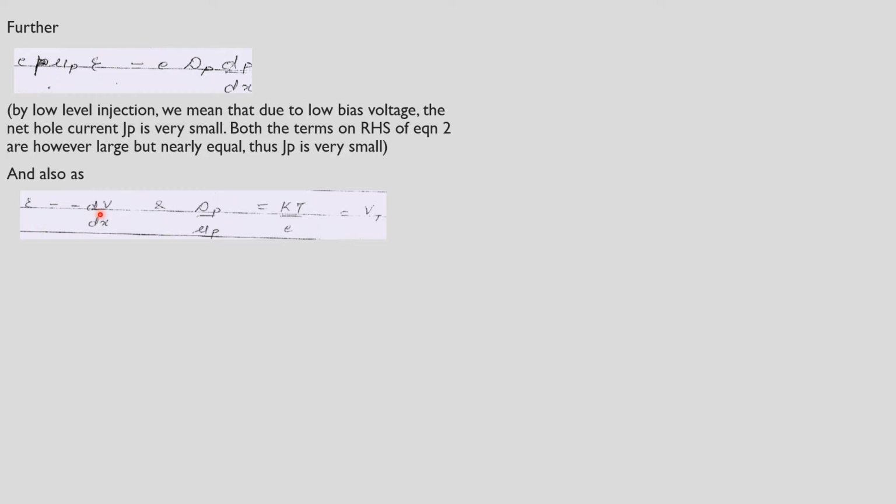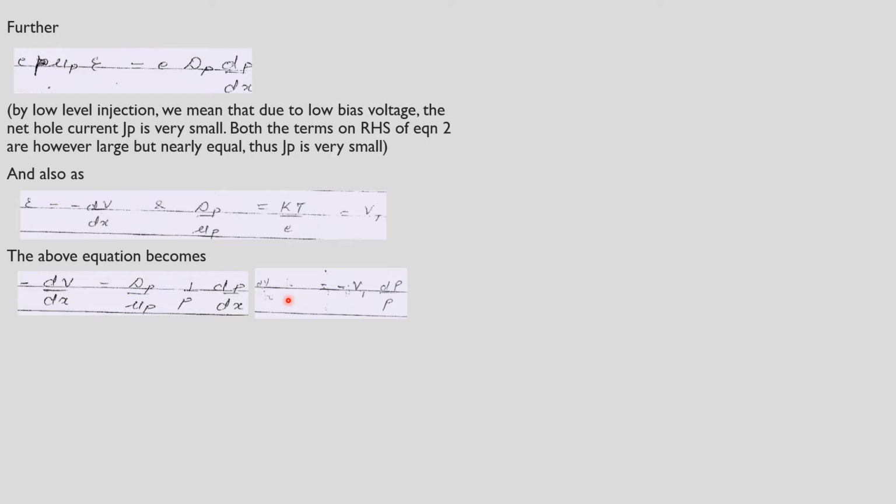And also, as E is equal to minus dV by dx and Dp by mu p is equal to kT by e, this is equal to the volt equivalent temperature VT. Substituting all this in the above equation, we get minus dV by dx is equal to Dp by mu p into 1 by p into dp by dx. Then this can be written as dV is equal to minus of VT into dp by p.